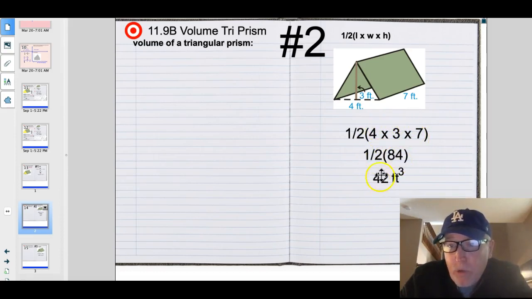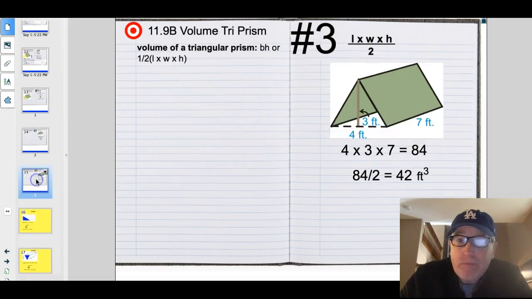1/2 of 84 or 1/2 times 84, either way, 42 feet cubed. Okay? The last way is really the same thing, but instead of multiplying by 1/2, you just divide by 2. You just take these 3 numbers, 4 times 3 times 7, you multiply them together, and then you divide by 2. 4 times 3 times 7, divided by 2.